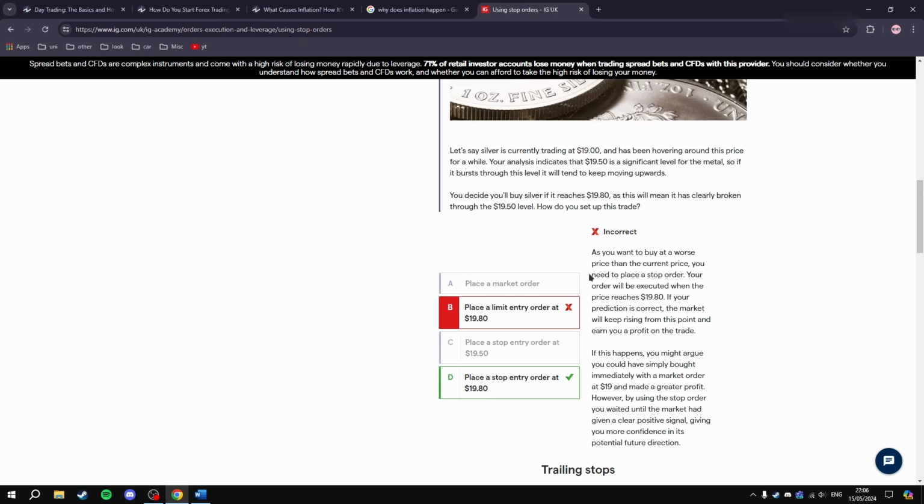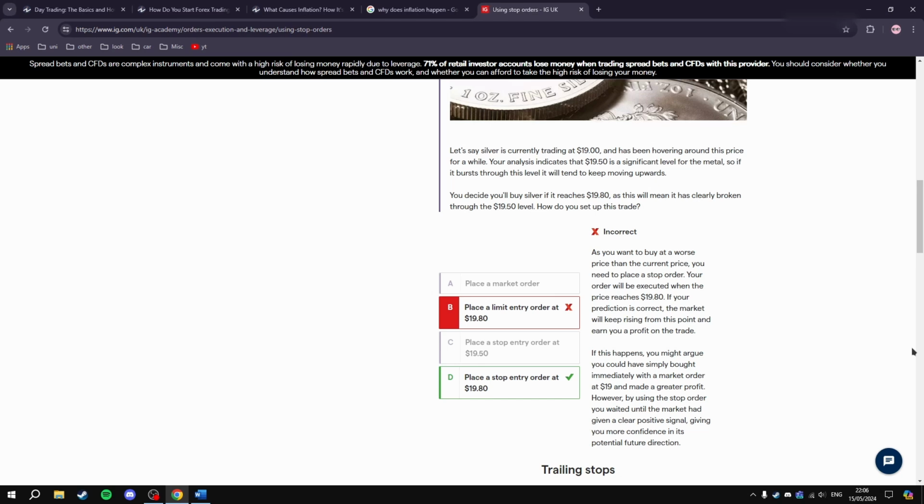Your order will be executed when the price reaches 19.8. If your prediction is correct, the market will keep rising from this point and earn your profit on the trade. You might argue that you could have simply bought immediately with a market order at $19 and made a greater profit. However, by using a stop order, you waited until the market had given a clear positive signal, giving you more confidence in its potential future direction.